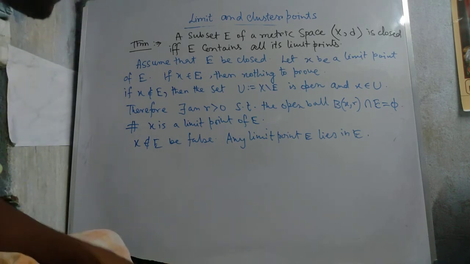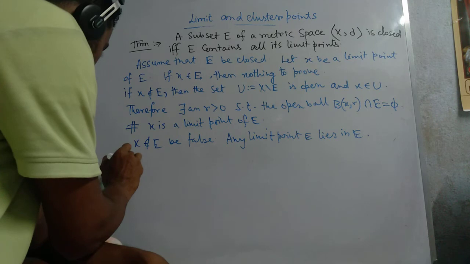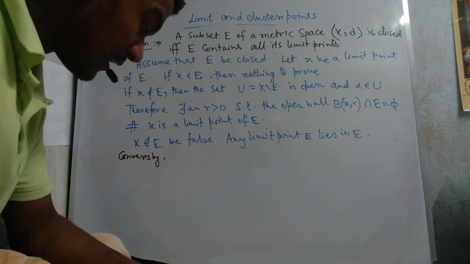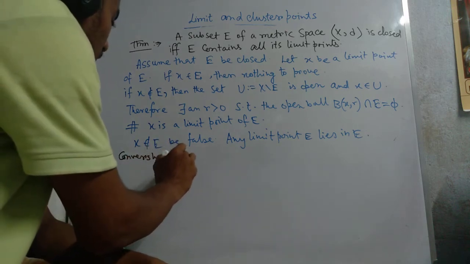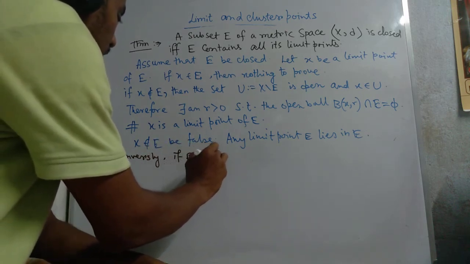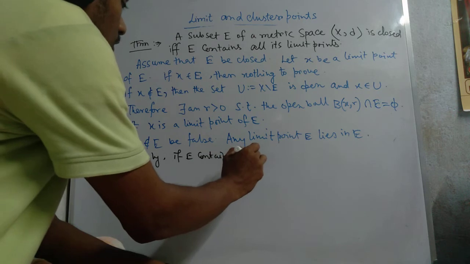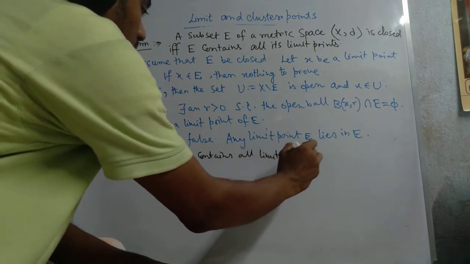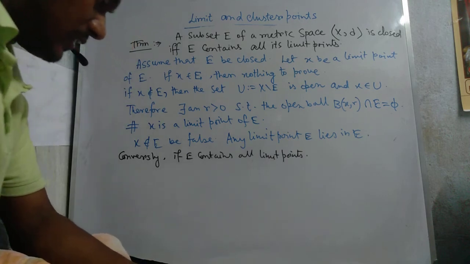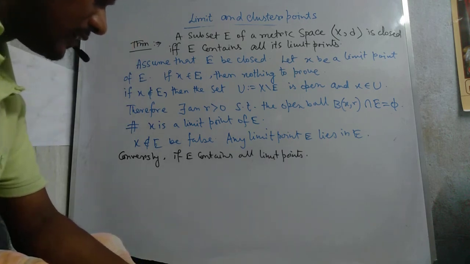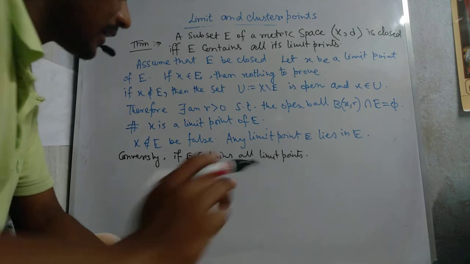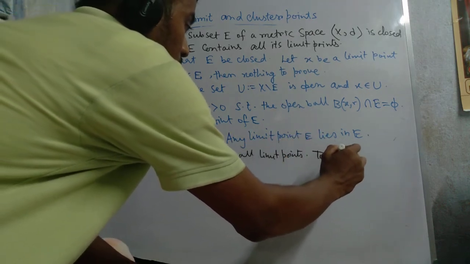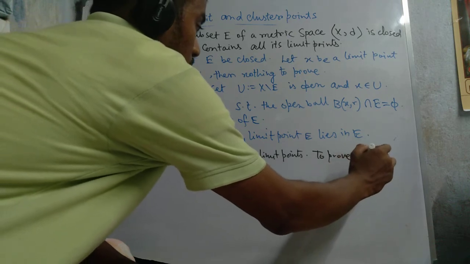Now conversely, how do we handle it if E contains all limit points? If E contains all limit points, then we want to prove that E is closed. Okay, then we have to prove E is closed.